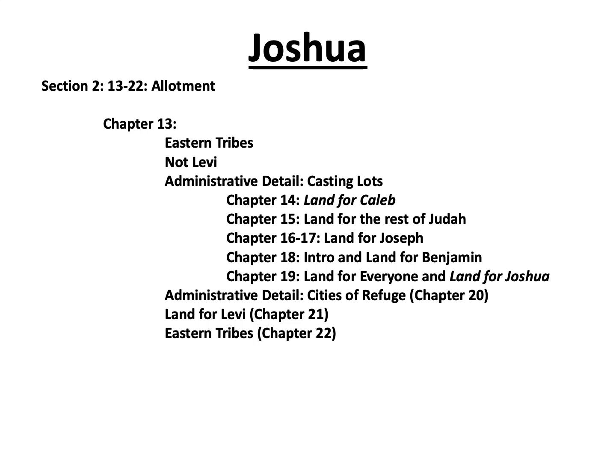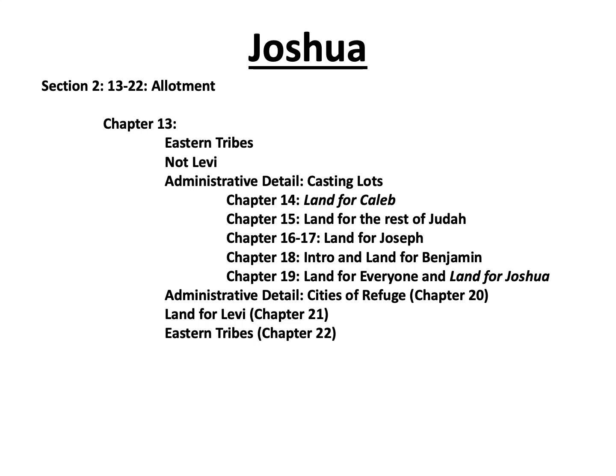We're going to finish up in chapter 20 with more administrative detail with the cities of refuge, and land for Levi in chapter 21. They actually will receive an inheritance. Even though God is their inheritance, they will receive cities. And the focus here is comparative to the not Levi of chapter 13, only now in 21 it is Levi that's getting land. And then we finish in chapter 22 with the eastern tribes, having returned home, now building a monument to remind those tribes on the western side of the Jordan River that the tribes on the eastern side of the Jordan River are part of Israel too. They don't want to be forgotten. They are now officially part of the Promised Land.